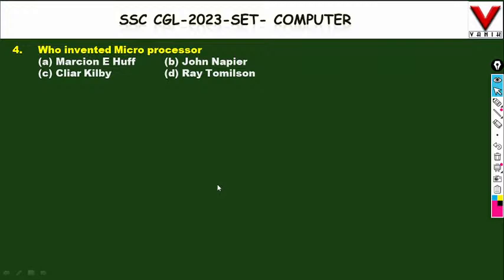John Napier also developed the concept of logarithm. Jack Kilby and Robert Noyce developed IC chips, the integrated circuit. Ray Tomlinson is the father of email, and the first virus of the world, Creeper, was also developed by Ray Tomlinson. So the answer is Marcian E. Hoff. In 1971, the first Intel 4004 processor was developed.